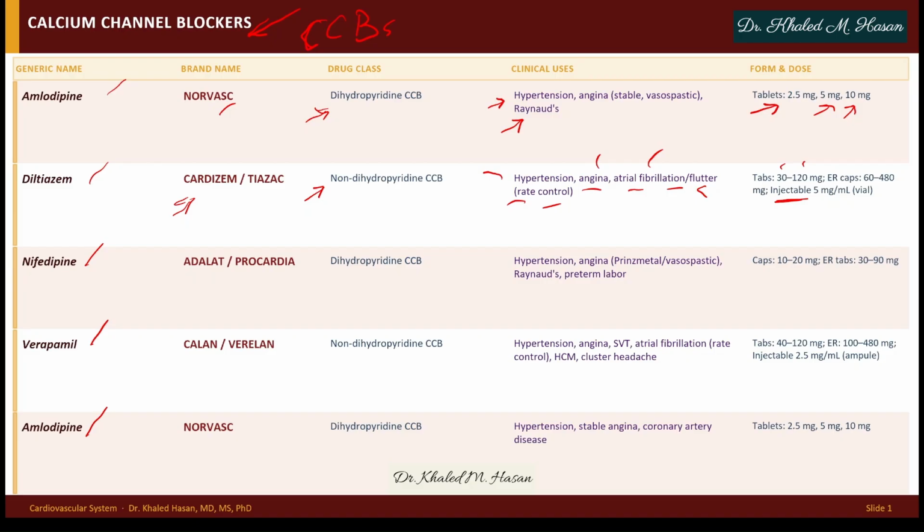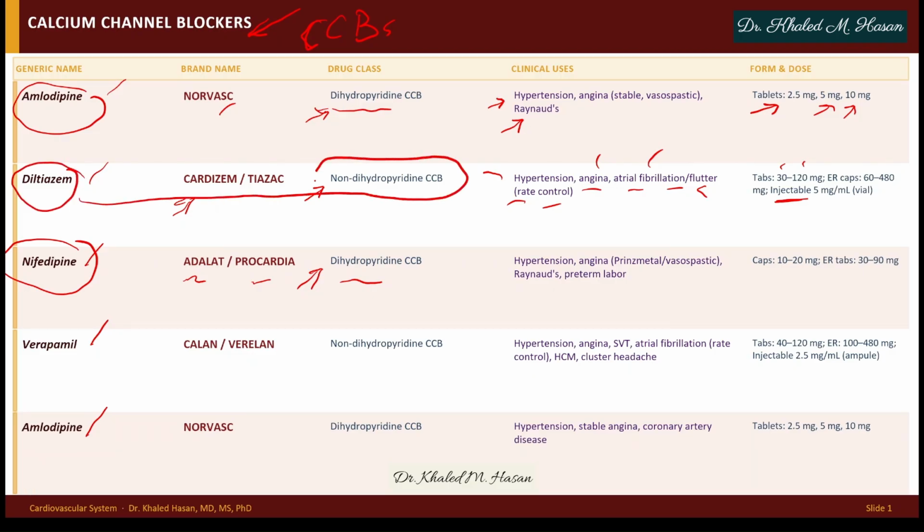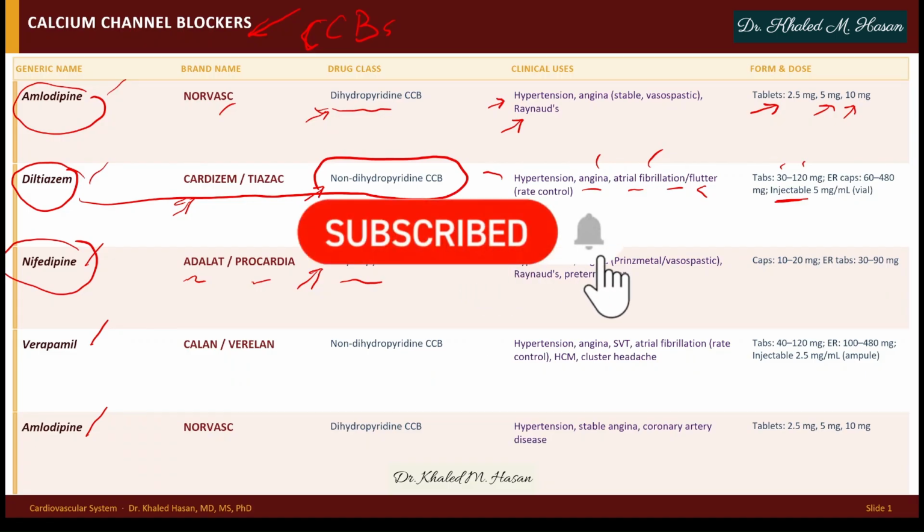Moving to the next medication in the CCB group, we have nifedipine. Nifedipine, the brand name Adalat, and another name Procardia, but it is the same medication. As you can see here, we have the dihydropyridines, amlodipine and nifedipine. However, diltiazem is non-dihydropyridine. So this is the reason here we need to remember. So, continuing to speak about nifedipine.